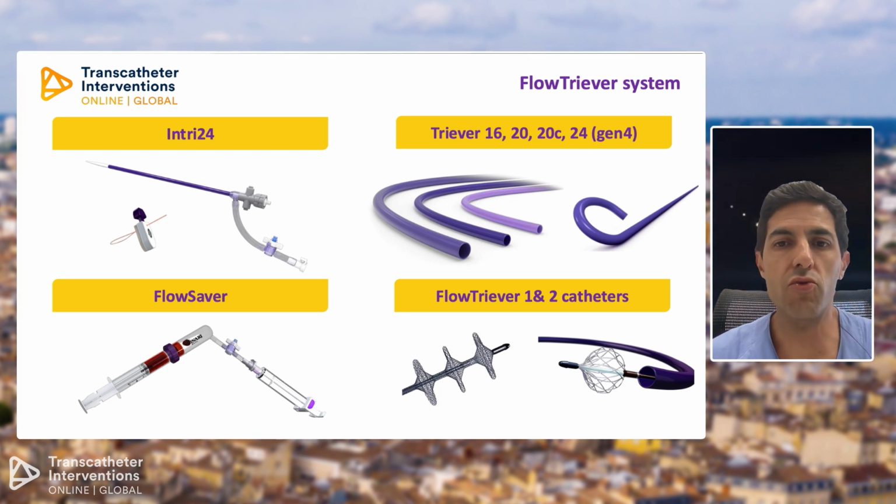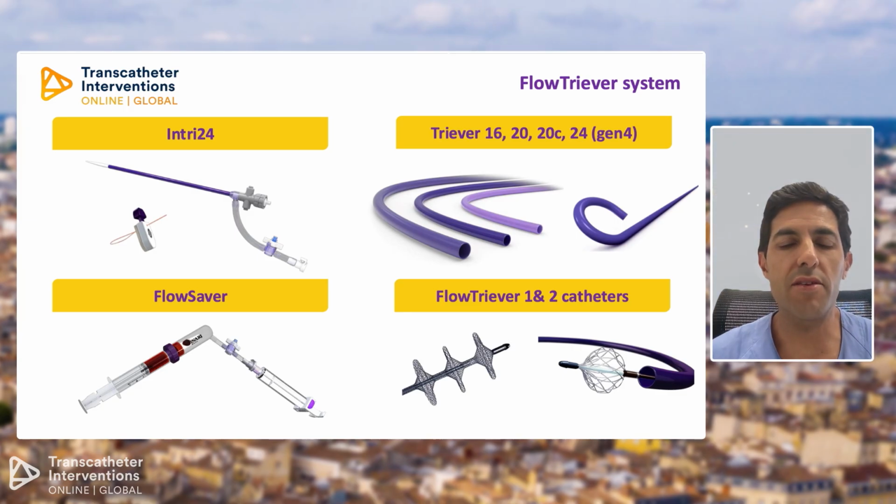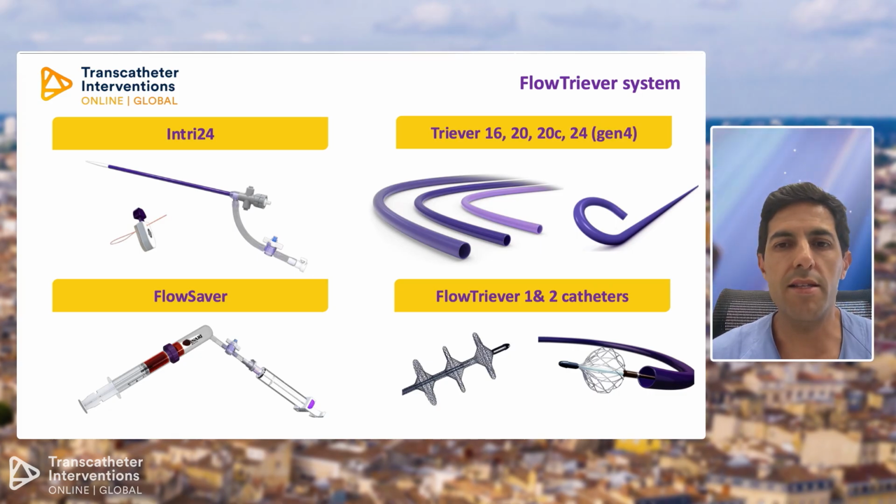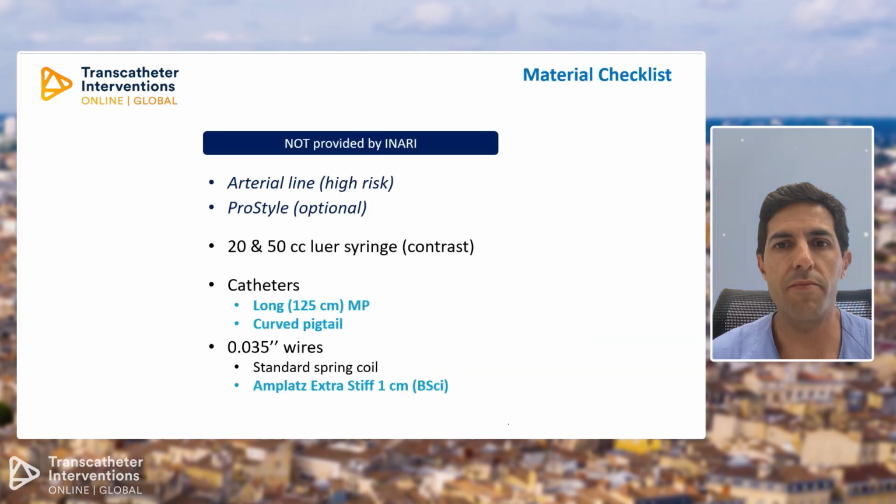And then some nitinol tools. Probably this is the original name of the system. FlowTriever was this kind of disc system, but now it has evolved a lot, and now 90% of the procedures are being done just with catheters, no nitinol, no nothing.